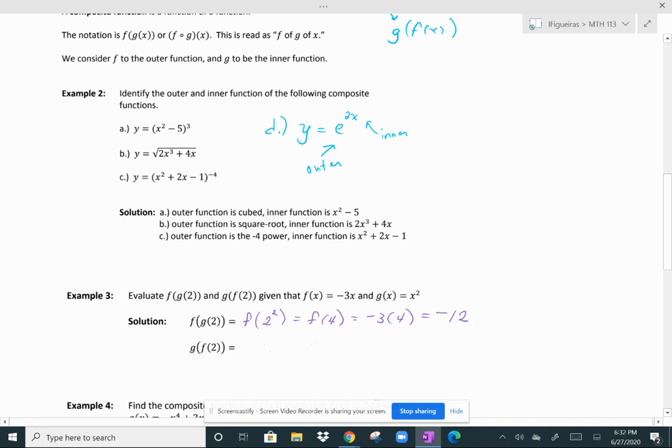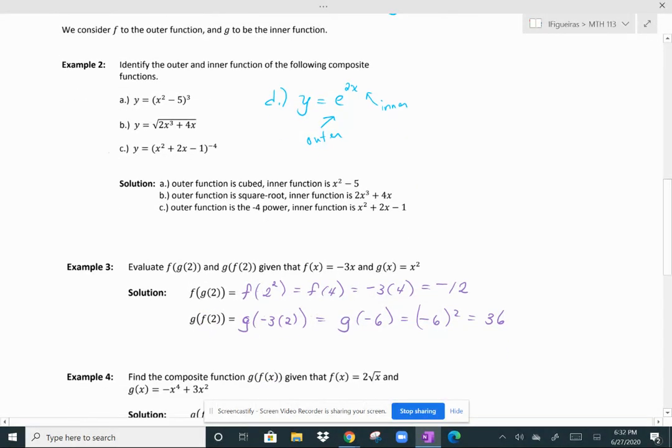Now we're going to do this in the other order, g of f of 2. That means you have to plug in 2 for f of x. So I would have g of negative 3 times 2. And that would give me g of negative 6. But then that means you have to plug in negative 6 for what g is equal to, and g is x squared. So this is negative 6 squared, and that would give me an answer of 36.